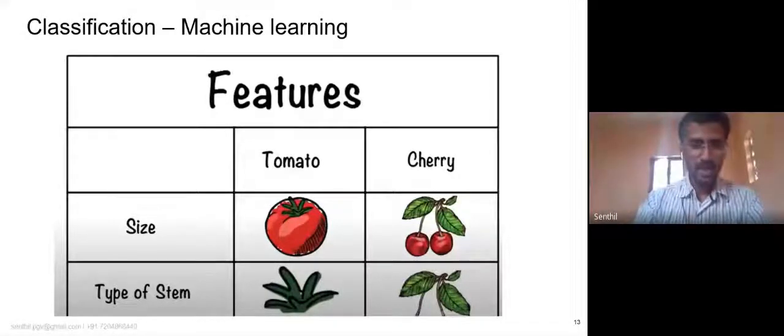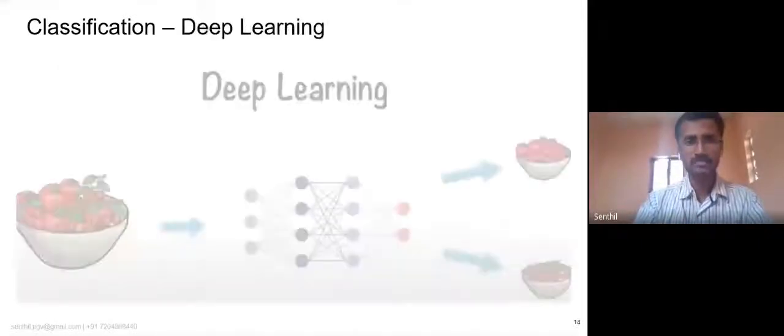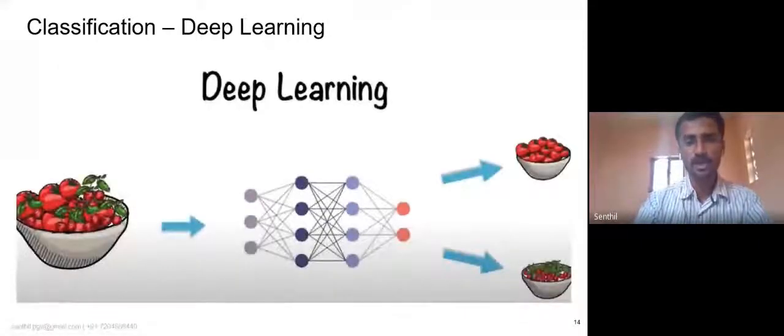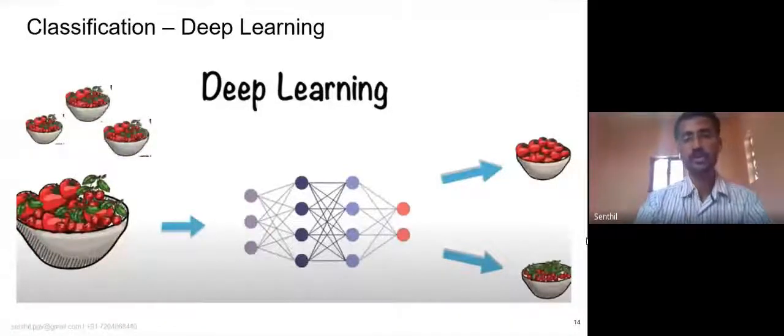Okay, so I was talking about the feature extraction. Once you are done with the feature extraction, the deep neural network will tell you whether the image is a tomato or a cherry. But for that, you need to feed in a lot of data, a lot of pictures of a tomato and a cherry, so that the system will understand.